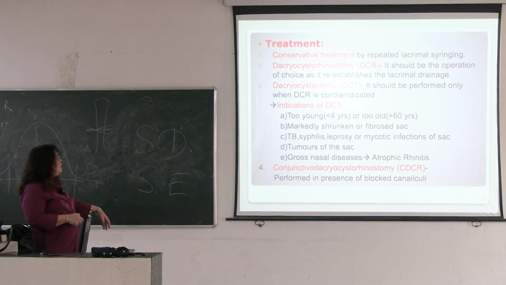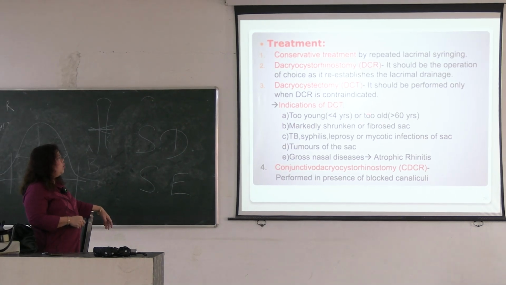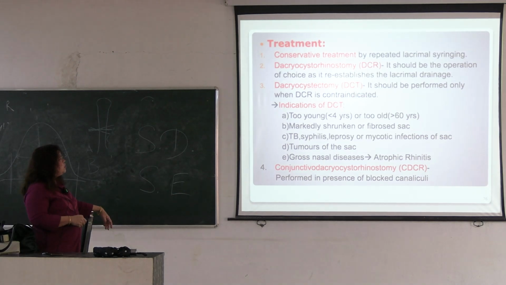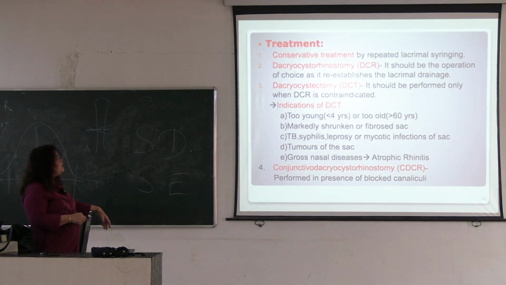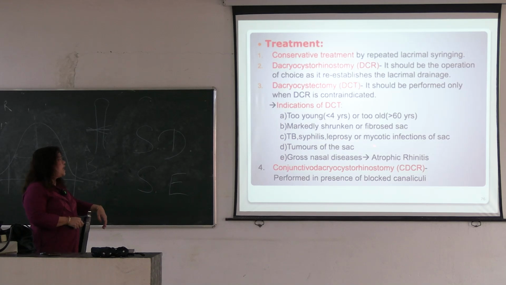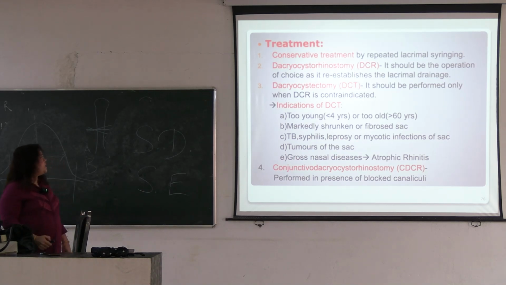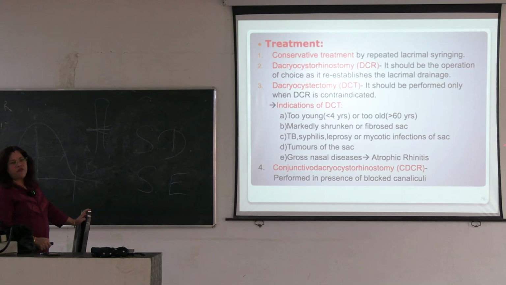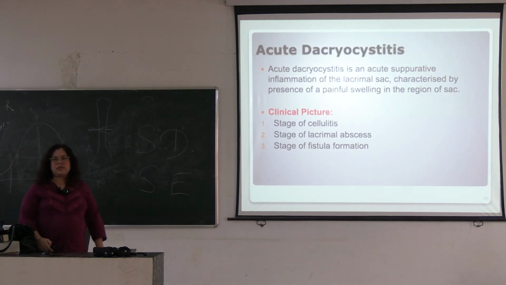So indications of DCT: too young or too old, before 4 years and above 60 years. Dacryocystectomy is done when the patient is unsuitable for dacryocystorhinostomy. Markedly sunken and fibrosed sac, patient suffering from TB, syphilis, leprosy and mycotic infections, tumors of the sac, and patient suffering from atrophic rhinitis. Then when a canalicular block is present, then conjunctivodacryocystorhinostomy is done.